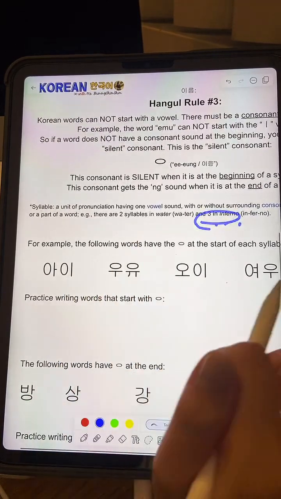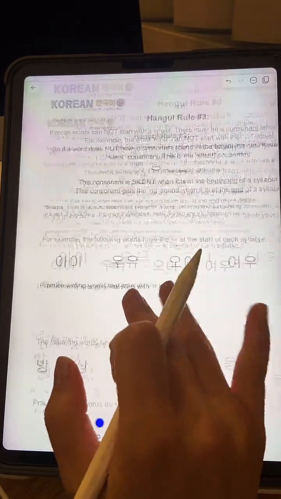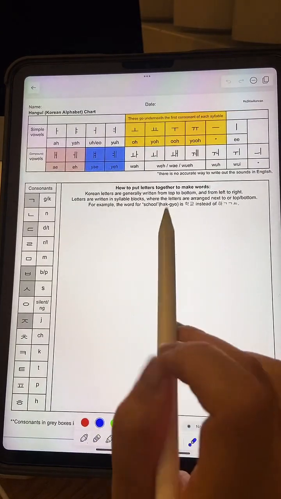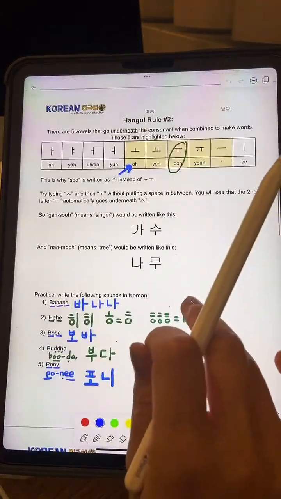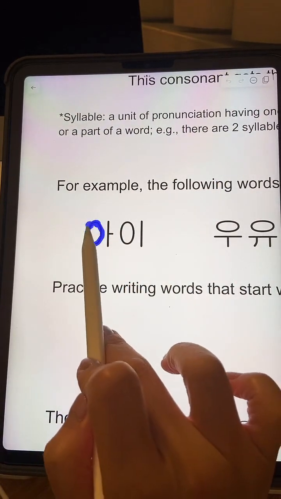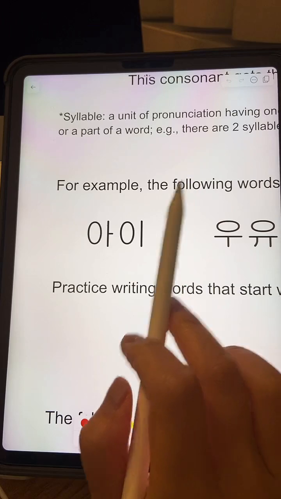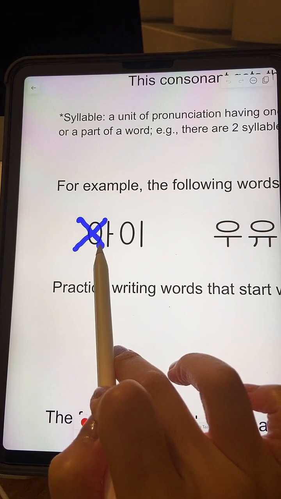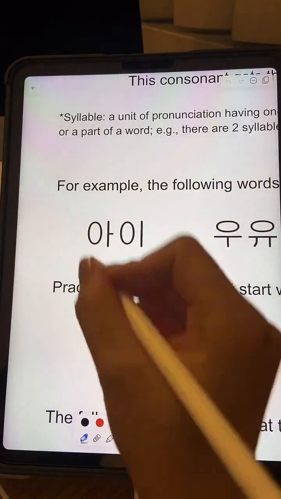So, for example, these following words have the ing at the start. Can we try to read it? You might want to have your handy-dandy Hangul chart near you, so you can go over all the vowel sounds. Let's try to read this first one. How do you read this? It starts with the ing. What sound does it make? Yes, Temi, that's good. There's no sound. You pretend that's just silent. Then what do you do? Yes, you go to the vowel sound.